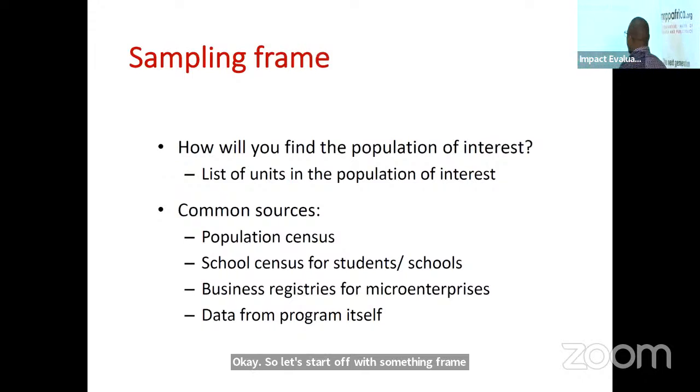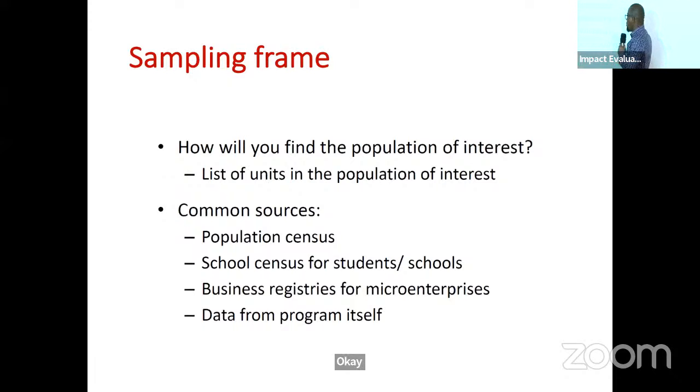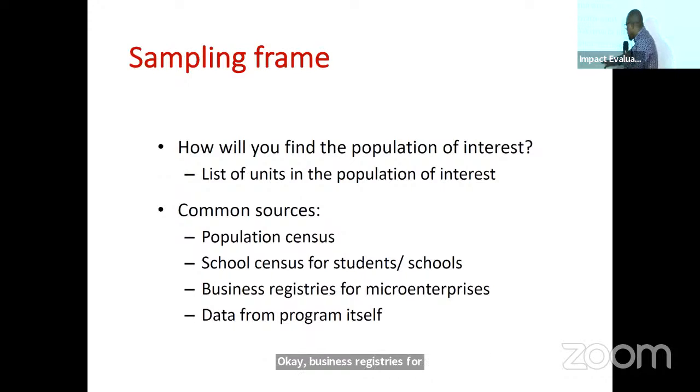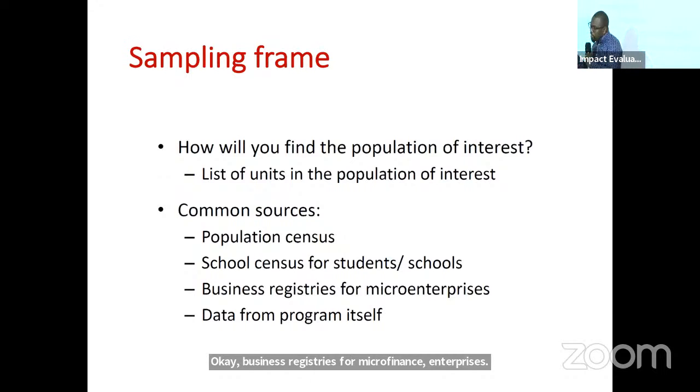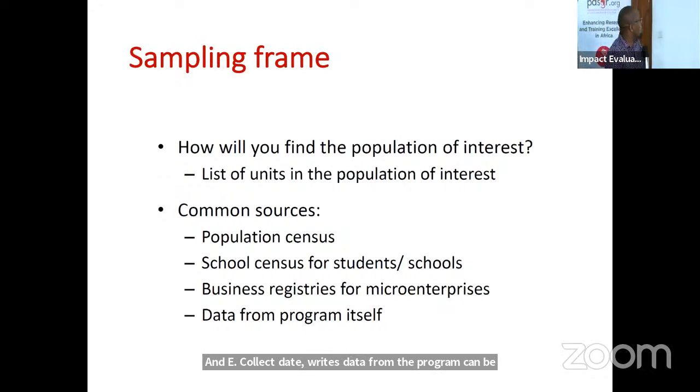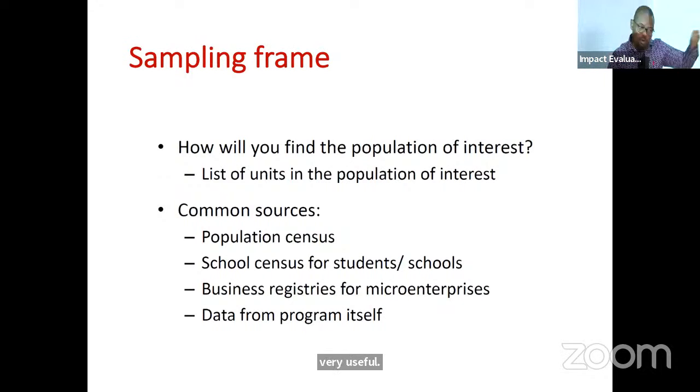How will you find the population of interest? A list of units in the population of interest. Common sources: population census, if it's a quasi-experimental study, school census, whether student census, okay? Business registries for microfinance enterprises, and data from the program itself. This is where M&E is important because M&E collect data, right? Data from the program can be very useful, okay? That could be your sampling frame where you can draw a sample from, okay?